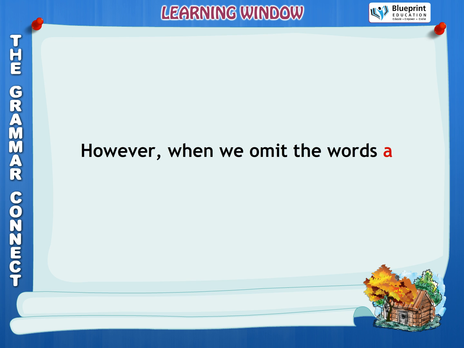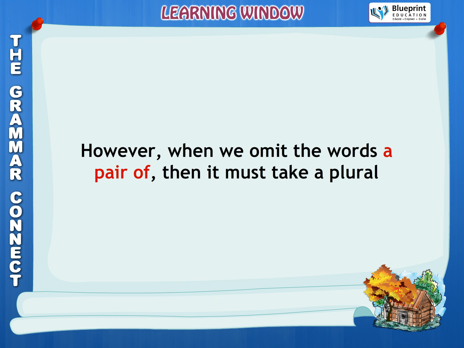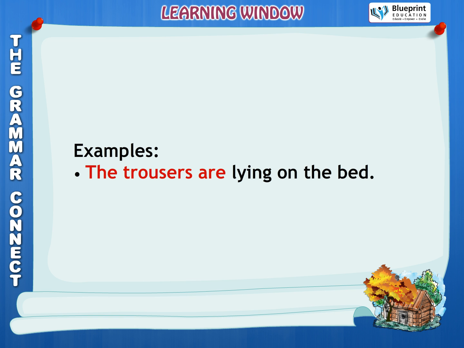However, when we omit the words a pair of, then it must take a plural verb. Examples: the trousers are lying on the bed. The scissors are in the cupboard.